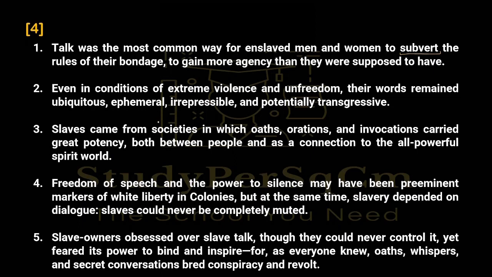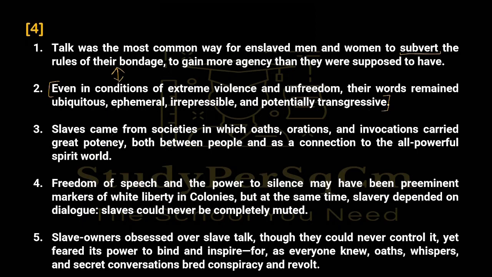Now, here we're talking about enslaved men and women, we're talking about slavery, and how they kind of broke the rules of their bondage by talking. Even in conditions of extreme violence and unfreedom, their words remained ubiquitous, ephemeral, irrepressible, and potentially transgressive. So again, we're talking about slavery, and even in the extreme violence and unfreedom, their words remained free. So this is also kind of explaining on the same idea which was talked about in the first sentence.